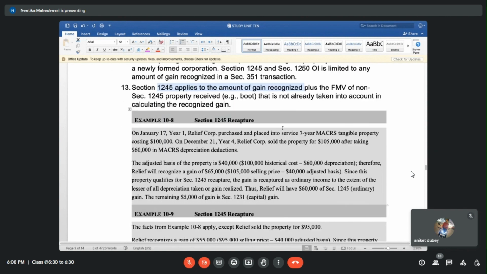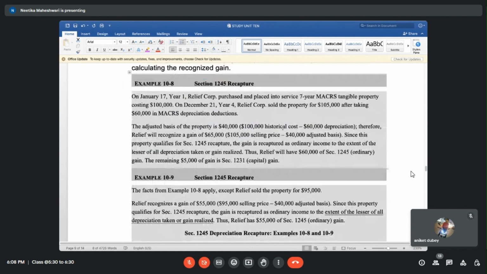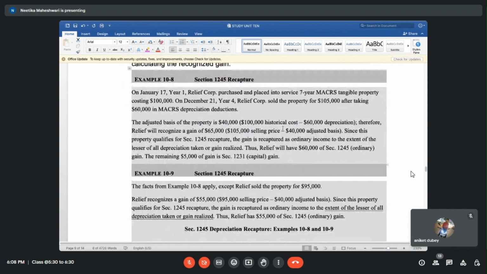Okay, let's go over this example now. Who wants to read this? So, Varunji, why don't you read section 1245 recapture? Yes, ma'am. Section 1245 recapture.